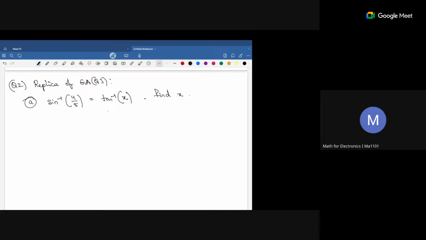This is very simple. So maybe you can take 1 or 2 minutes. I hope this can be solvable by most of you. So if you know the right angle triangle, then you can do this easily.